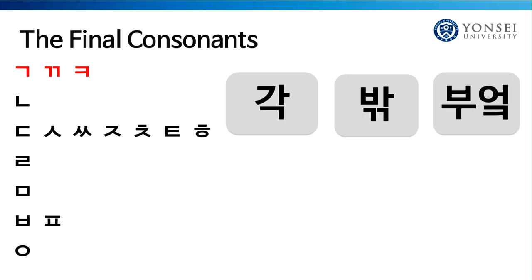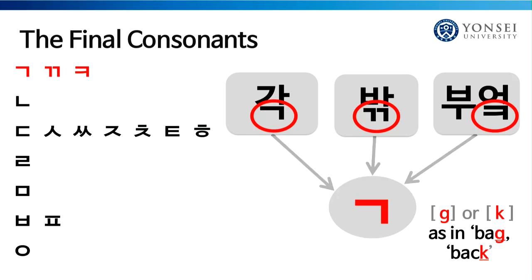And now let's study final consonants. Although it seems complicated at first, let's see how the consonants we studied are pronounced when used as final consonants. Look at the following chart. Take a look at the first row. These final consonants are all pronounced 기역 and sound like the G in bag or the K in back. 각, 박, 부엌.